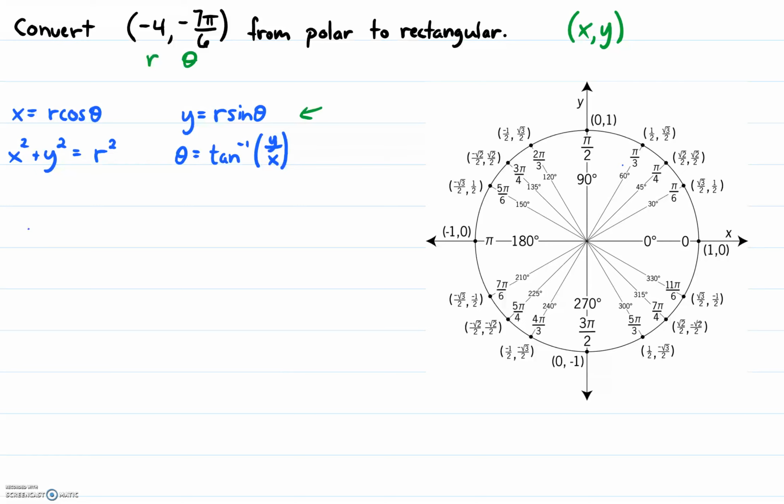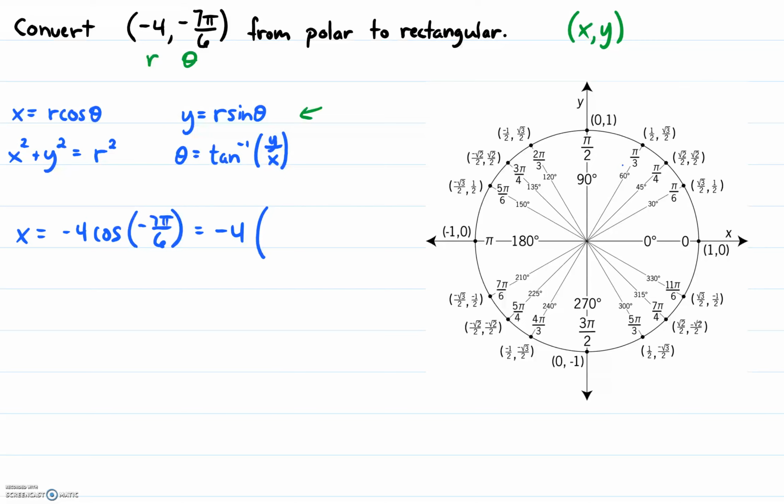We know x is equal to r cosine theta, and so our r in this case is -4, cosine, and our theta is -7π/6. What we want to do is go to the unit circle and figure out where this is. We're going to have the -4 right here, but what we're figuring out is what the cosine of -7π/6 is. Since this is on the unit circle and this is cosine, we're looking for the x value at the angle -7π/6.